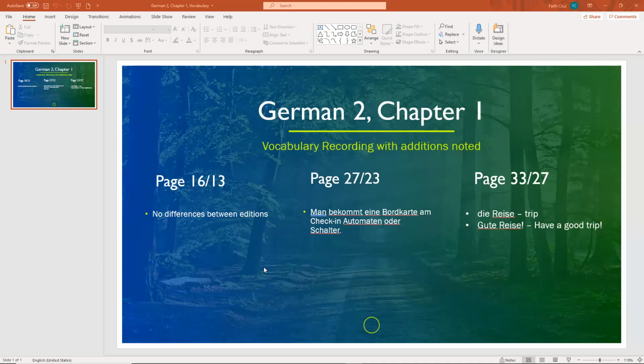If you look at the slide in front of you, you will see that I have noted wherever there is a vocabulary difference between the two editions. So if you watch here, the page numbers, if you notice in the far left column, it has page 16/13. 16 would be the 7th edition. 13 would be if you're using 5th or 6th edition.